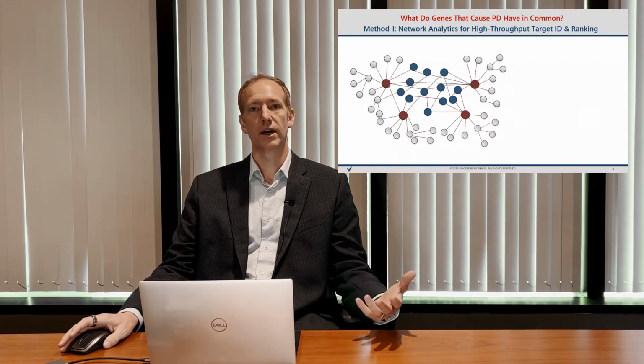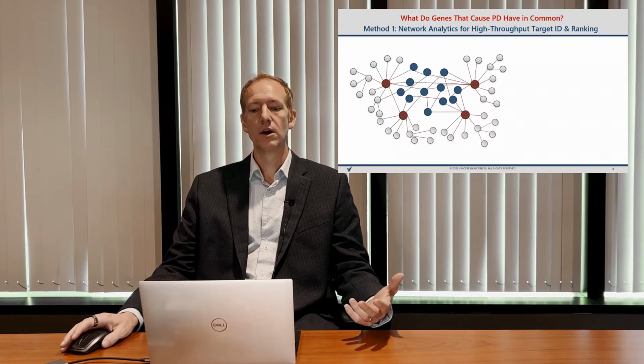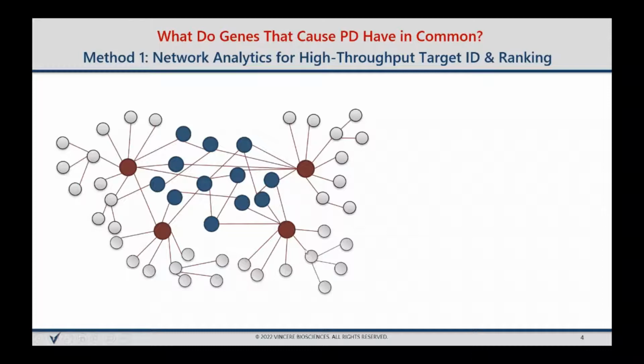So I'm going to use Parkinson's disease as a use case throughout this presentation, and the question we want to know is, what do the genes that cause Parkinson's disease have in common? We know there are a dozen or so genes with Mendelian inheritance that seem to be across a variety of pathways and processes.